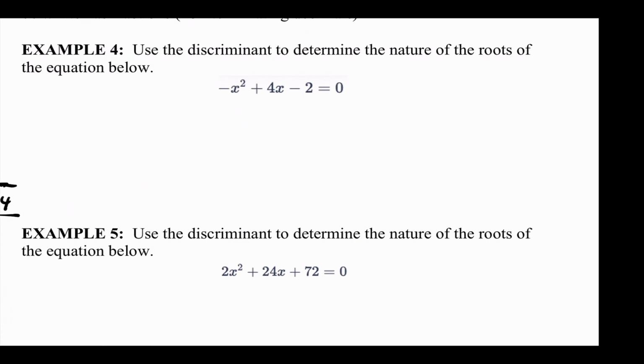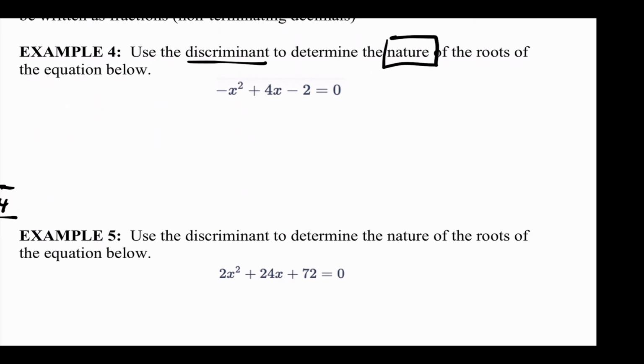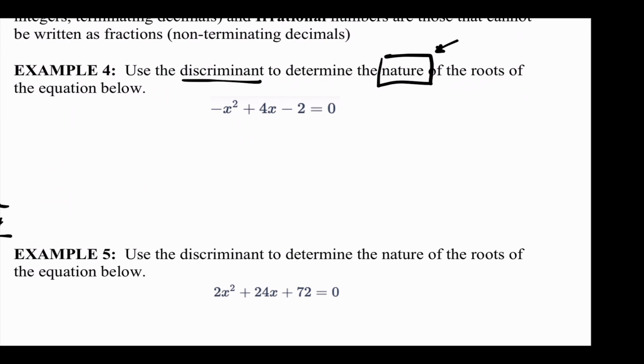So let's do number 4 together. We don't actually have to solve number 4. We just have to use the discriminant to tell me what type of answers I'm going to have. The nature means what type. You don't need to give me the answers like you've been doing. I just need to know what type of answers you're going to have. Okay?